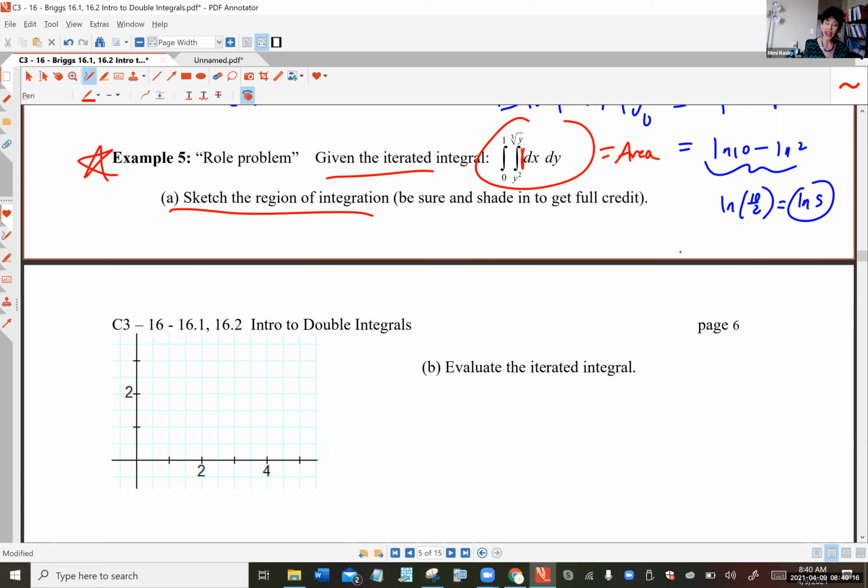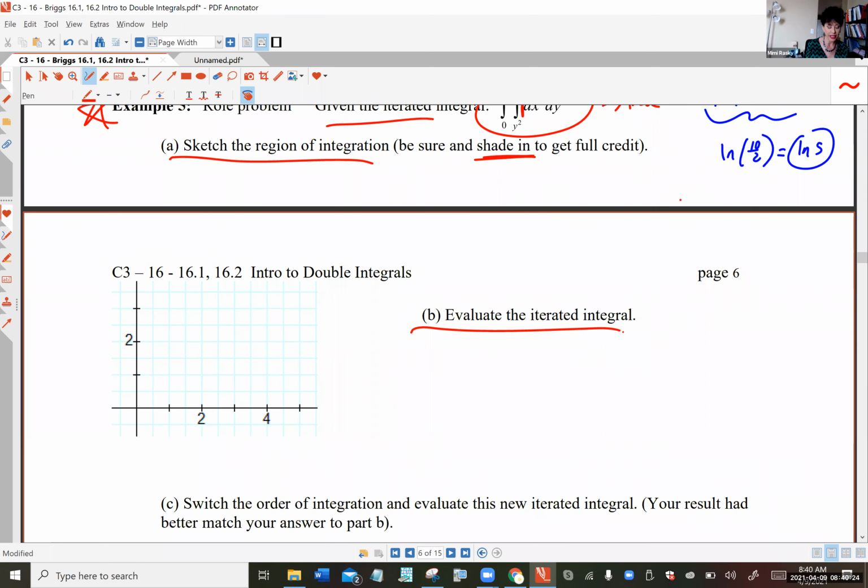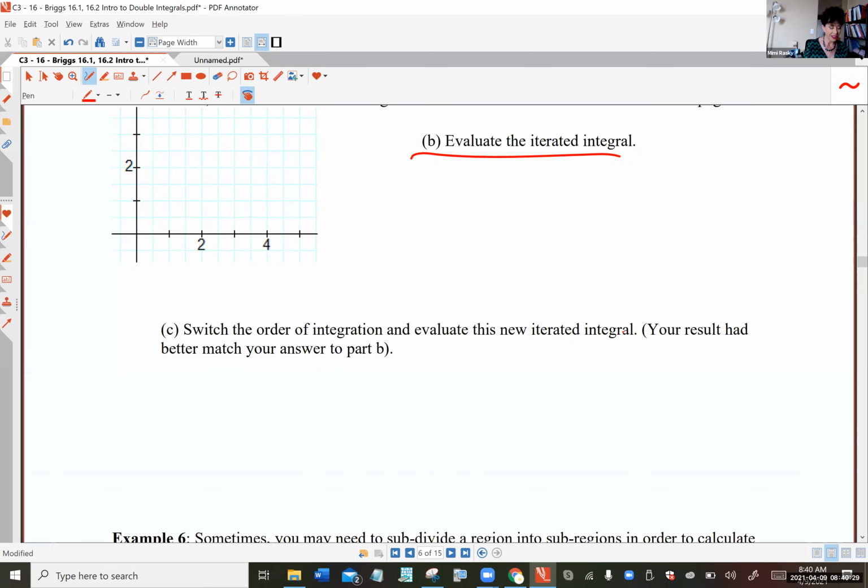So you're going to sketch and then shade in, to get full credit, the area that's being represented. And then afterwards, you and your buddy are going to evaluate the iterated integral, which isn't too hard. And then this is the hard part. Here's the challenge. You're going to switch the order of integration. And then you'll evaluate the new integral that you get after switching the order. And hopefully your answer is the same as part B. If not, oops.